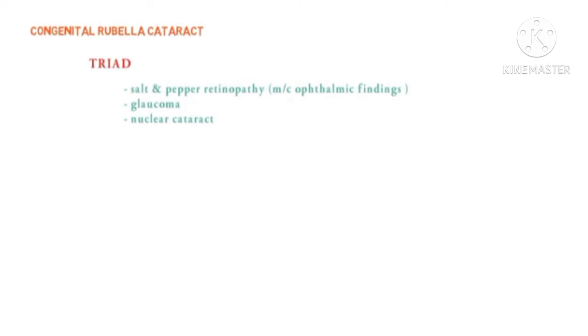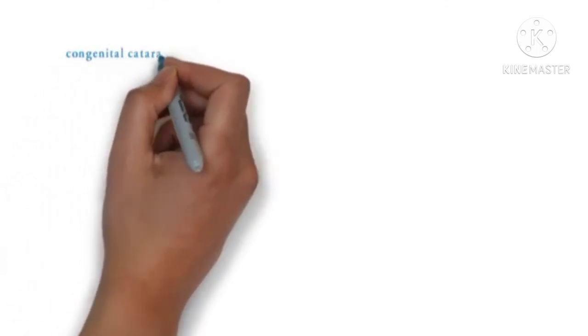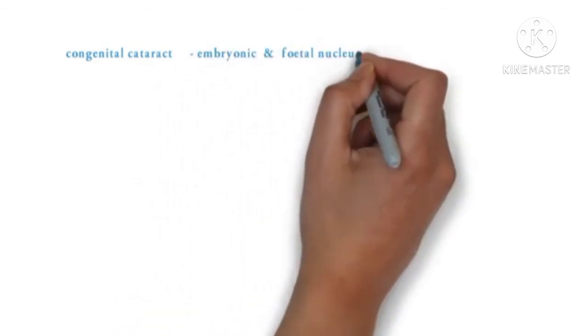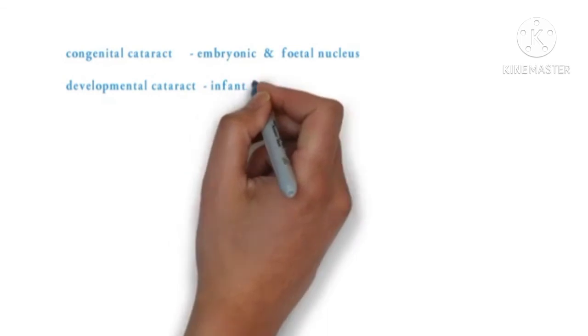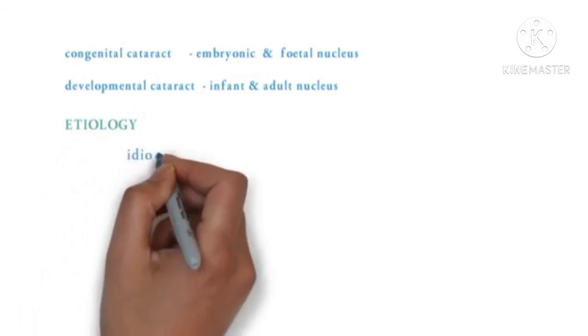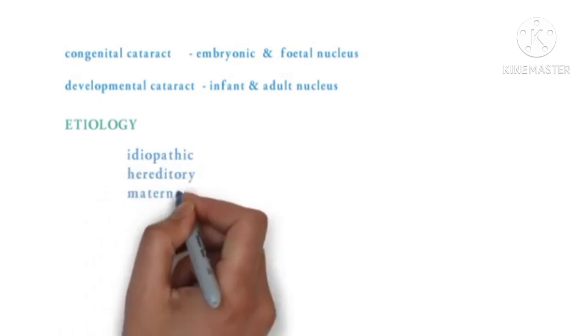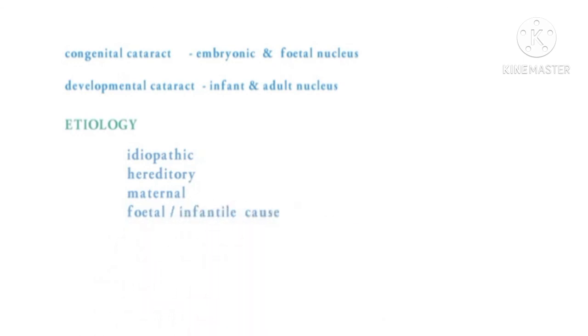Remember it. So these are all the important points from congenital and developmental cataract, in which we covered what congenital cataract is, that is the disturbance in the normal growth of the lens. In congenital cataract, it occurs in the embryonic or fetal nucleus, and in developmental cataract, it can occur in the infantile or adult nucleus, right? Then we discussed the etiology, in which we covered the idiopathic cause, that is 33%. Then there may be hereditary cause, maternal cause, or it can be due to fetal or infantile cause, right? And after that we discussed its clinical types, right?